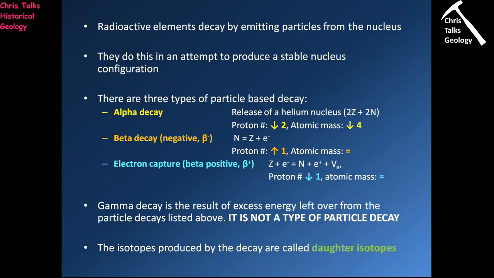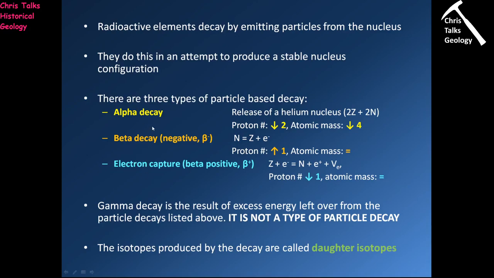So it can do this by decaying in one of three ways. Now, these are referred to as particle decays because the decay will produce a particle which will be thrown out of the nucleus during the decay, and that particle has mass. As part of the radioactive decay process, it's producing a particle which it's getting rid of, and that particle is taking mass with it. So our three types of particle-based radioactive decay are alpha decay, beta decay, and electron capture.